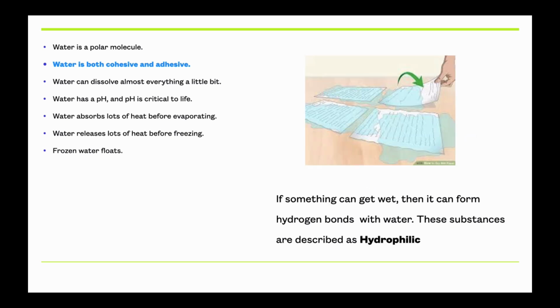Okay, anything that can get wet is forming hydrogen bonds with water. So for example, if you put water on a piece of paper and the paper absorbs the water, you know that that paper is forming hydrogen bonds with the water. That makes the paper adhesive to water. And when something can get wet or is wettable, we say that it is hydrophilic. Hydro means water and philic means attracted to. So the word hydrophilic means attracted to water. And paper is a very hydrophilic substance.